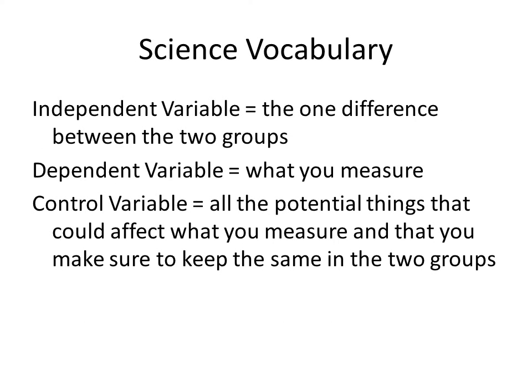So here's some science vocabulary. The independent variable is the one difference between the 2 groups. In our case, it was one beer versus the other. The dependent variable is what you're going to measure. We are going to measure the percentage of time that she guesses the Palm after 20 pairings. The control variables are all the potential things that could affect your measurement and could be different between the 2 groups that we keep the same in the 2 groups. Things like temperature and freshness.